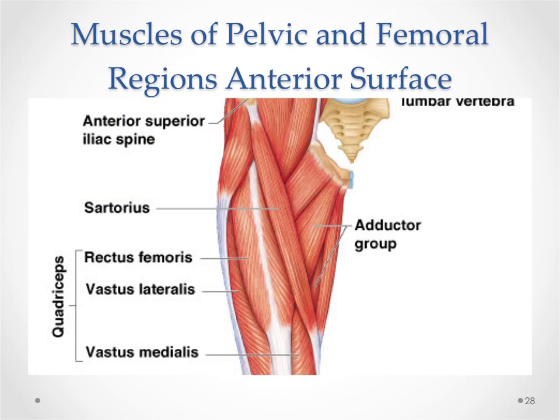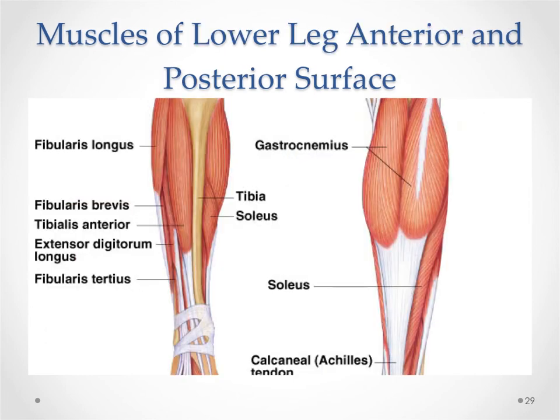Closer up view of the thigh here. The sartorius, we've already talked about that. The quadriceps groups, we talked about that. Again, it's just a closer up view. So some of these are repetitive. And then finally, the lower leg. This is a posterior view on the right. You can see the soleus and the gastrocnemius. And then the anterior view on the left, fibularis longus, brevis. We already talked about tibialis anterior and extensor digitorum longus. So those are some other ones, there's the soleus again from the front, that you may want to memorize.